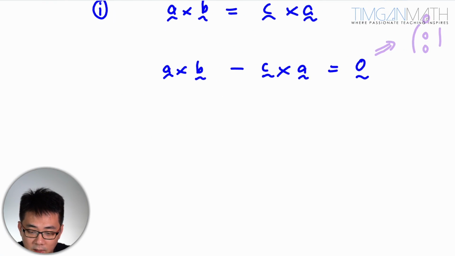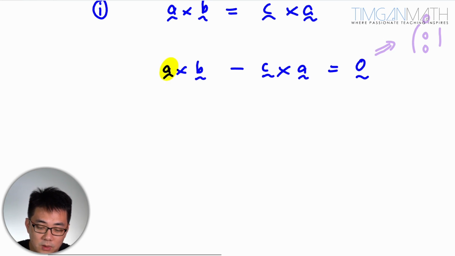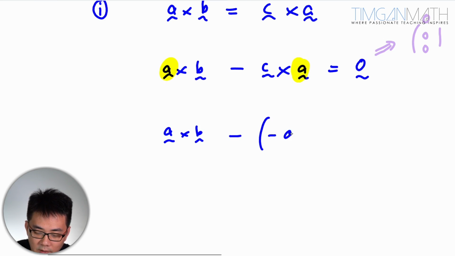Now, if we can, we factorize out one of the vectors. Because this A is in the first position here, this A has to move to the first position as well. What you can do is just remember, when you flip, so minus, this will be negative A cross C. Okay, that will be fine.